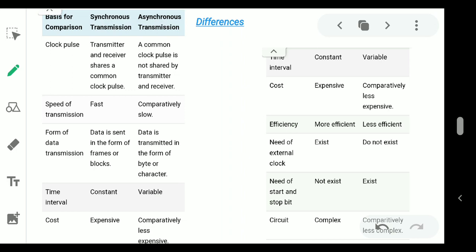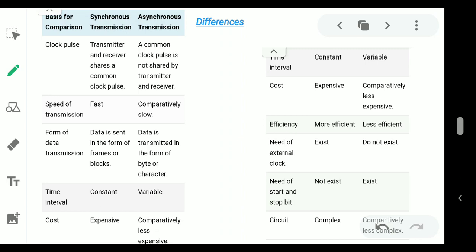Time interval: it is constant in synchronous, it is variable in asynchronous. Cost is very expensive for synchronous, as synchronization has to be maintained during transmission. Asynchronous is comparatively less expensive. Why variable? You don't know after one data packet how long it will take for the next one to be received. After the first data packet there will be an interval, so you cannot count on it. After 10 minutes one packet will be received, then a 5 minute delay, then the second one; we cannot count. That's why it is variable.